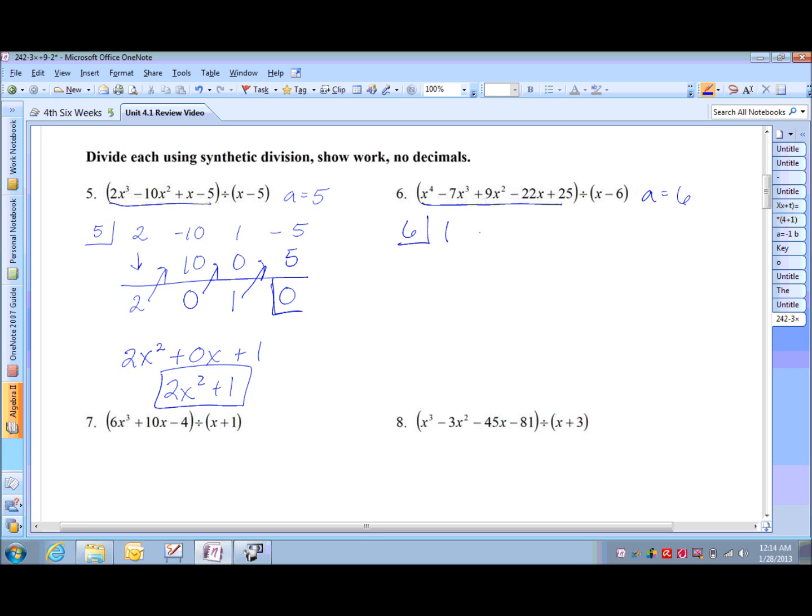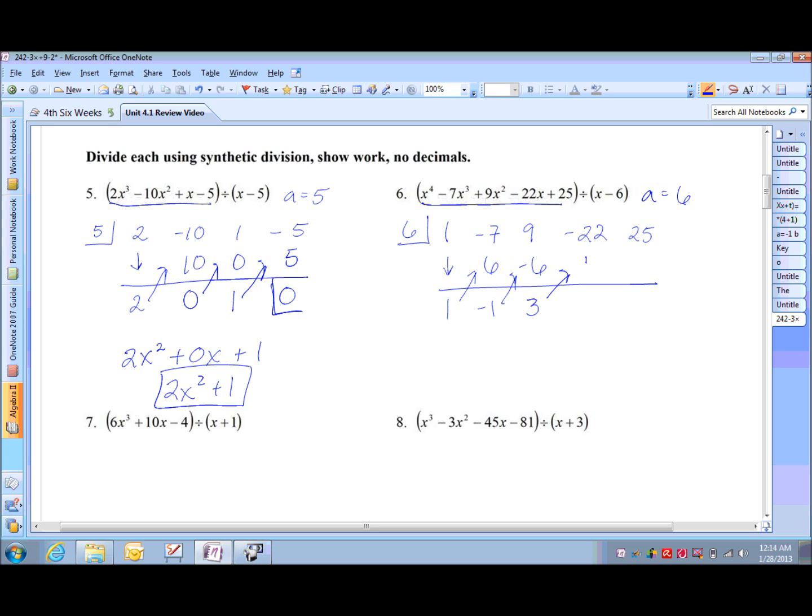So our first coefficient is 1. Second is negative 7. Continue with 9, negative 22, and 25. Leave a space and draw a horizontal line. Always bring down your first leading coefficient of 1. 6 times 1 is 6. Negative 7 plus 6 is negative 1. And negative 1 times 6 becomes negative 6. 9 plus negative 6 is negative 3. I'm sorry, positive 3, sad teacher.